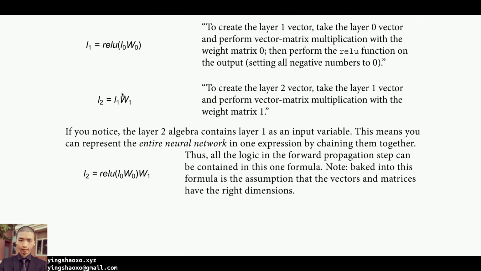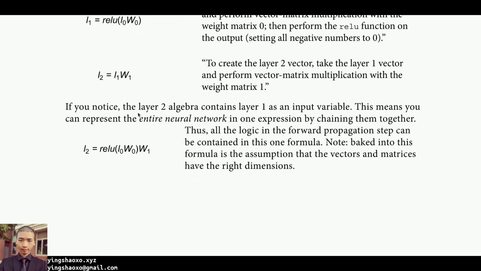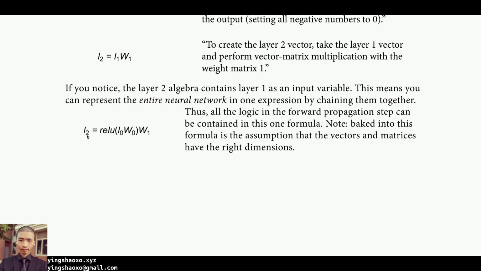L2 equal to L1 times W1. To create the layer 2 vector, take the layer 1 vector and perform vector matrix multiplication with the weight matrix 1. If you notice, the layer 2 algebra contains layer 1 as an input variable. This means you can represent the entire neural network in one expression by chaining them together. Something like this, the layer 2 equal to ReLU of L0 W0, times W1. Okay, it's quite simple, but you have to read it in a different way.